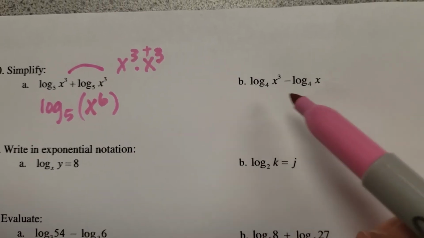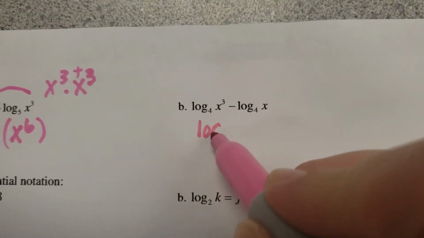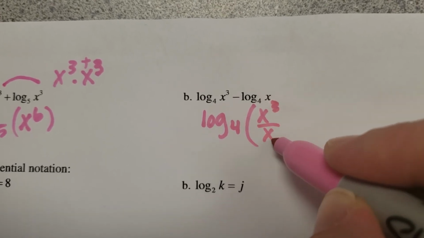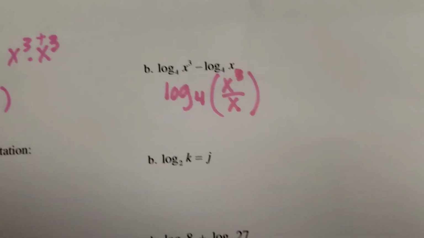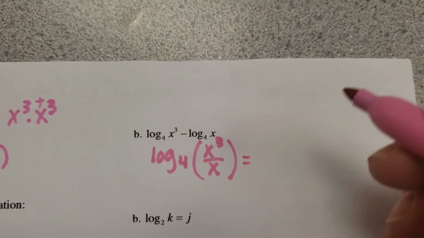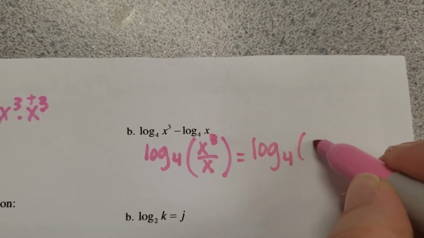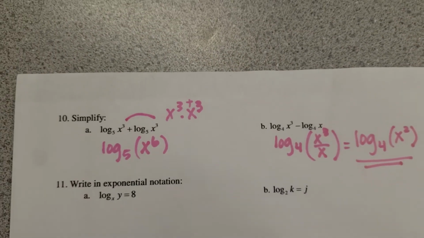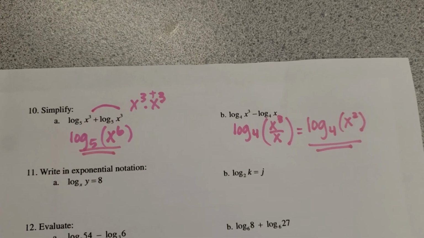So for B, you would be dividing, right, log base 4 of x cubed divided by x? And then remember, the rule for those exponents is they subtract, which is why the problem is subtracting. It's why these properties work the way they do, because a log is an exponent. So this is just log base 4 of x squared. And that first one was log base 5 of x to the 6th.